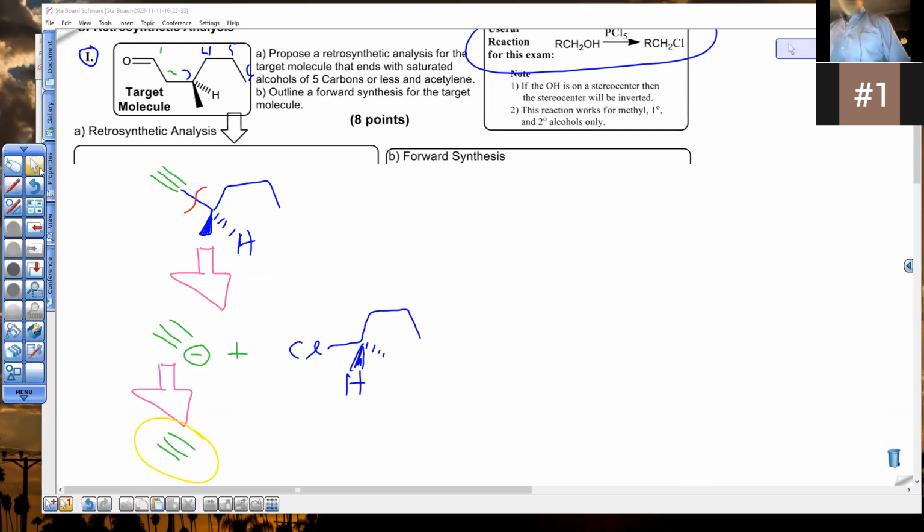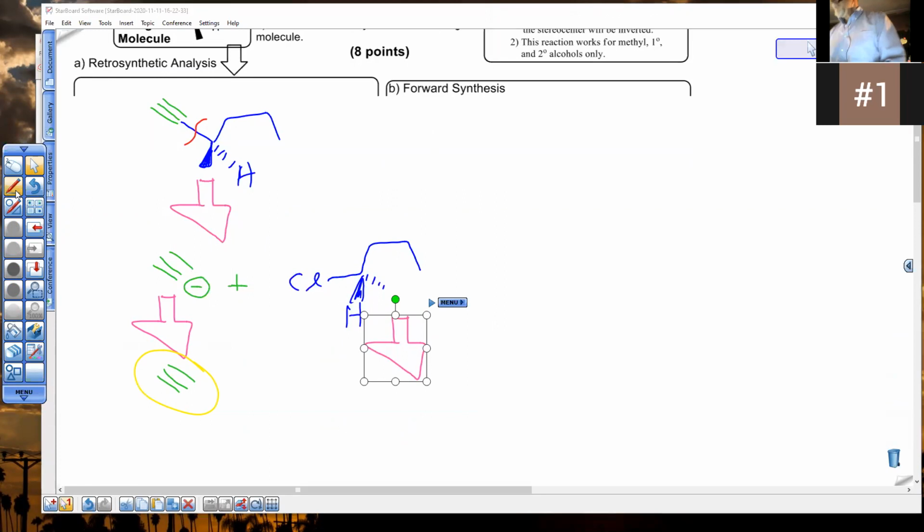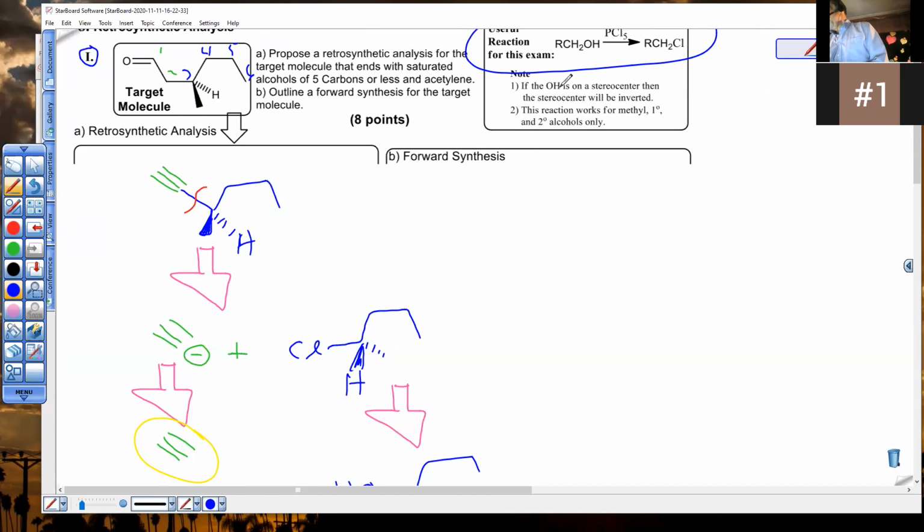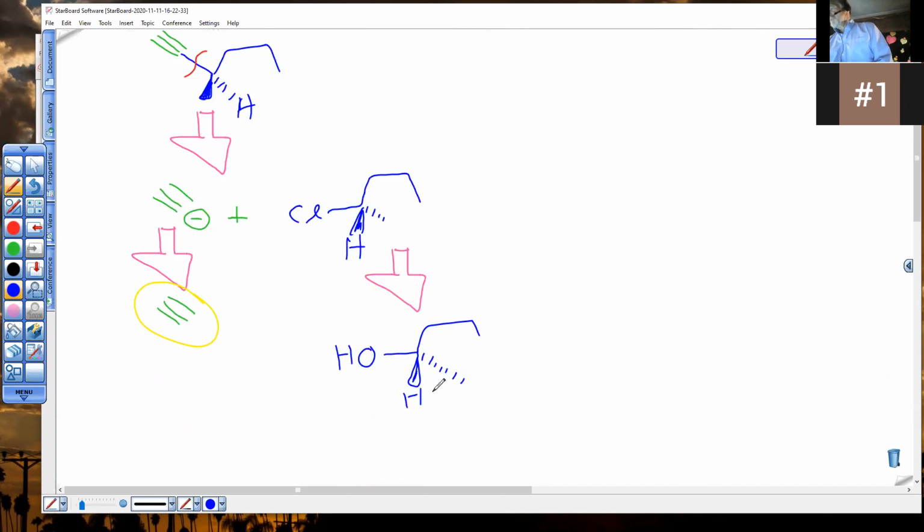And where does this thing come from? It comes from an alcohol. So if you didn't read the useful reaction info very carefully, you might draw this alcohol by mistake. This is not going to get you full credit. It says, if the OH is on a stereocenter, then the stereocenter will be inverted in this reaction as well. So going from here to here inverts the stereocenter, and you didn't show that. You showed it being kept.